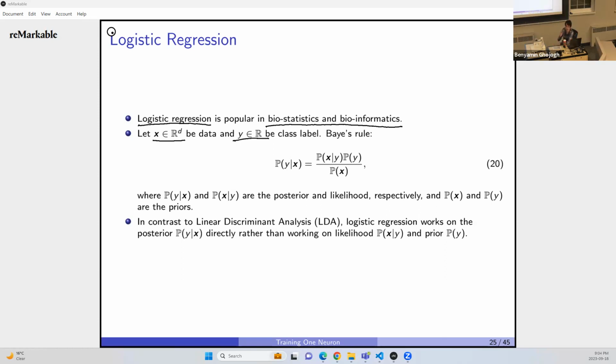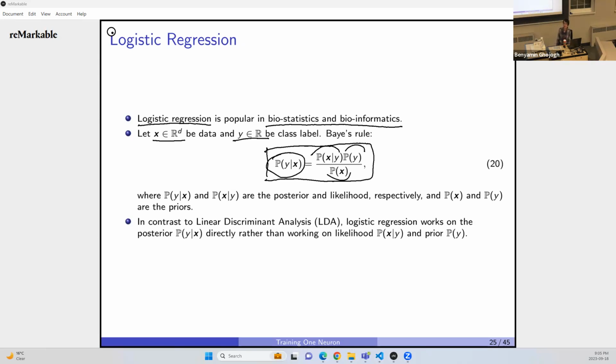So as I said, it's classification, right? According to the Bayes rule, we have the probability of Y given X equals the probability of X given Y times the probability of Y, over the probability of X, right? This we call the posterior. This we call the likelihood. This we call the prior on Y and the prior on X. I think it's obvious, right?